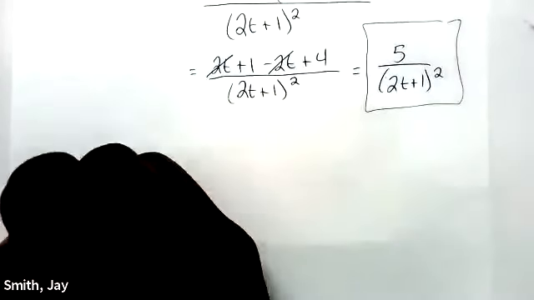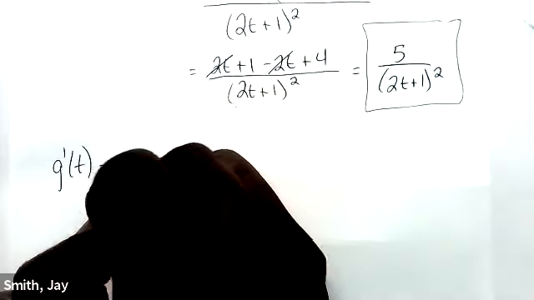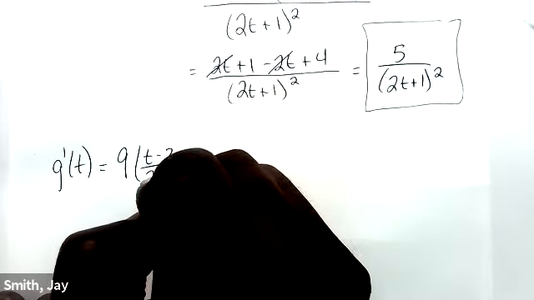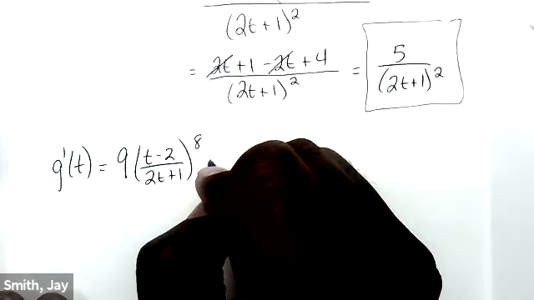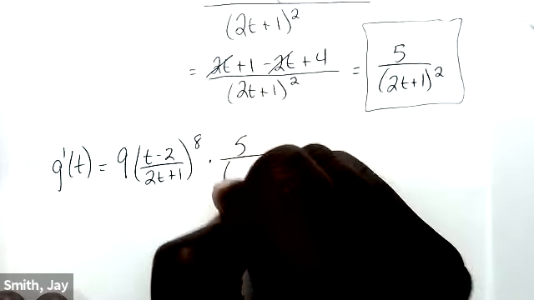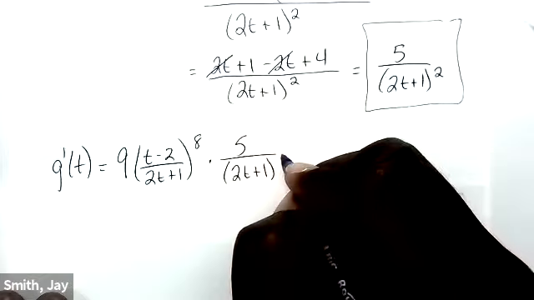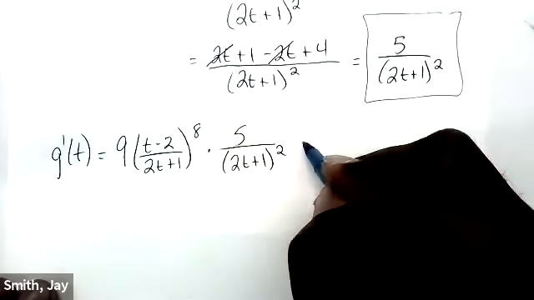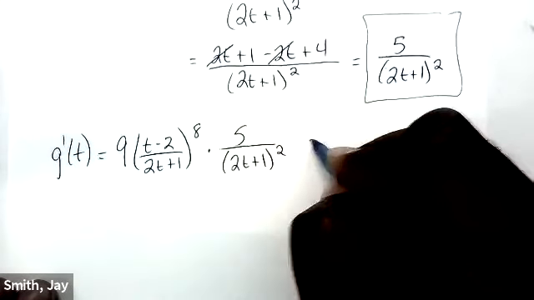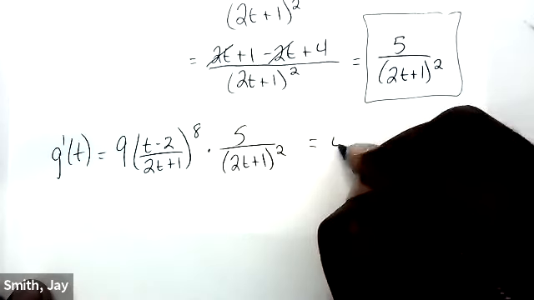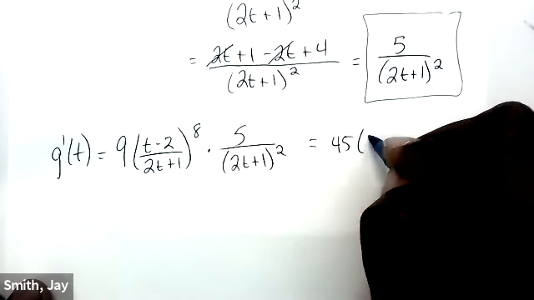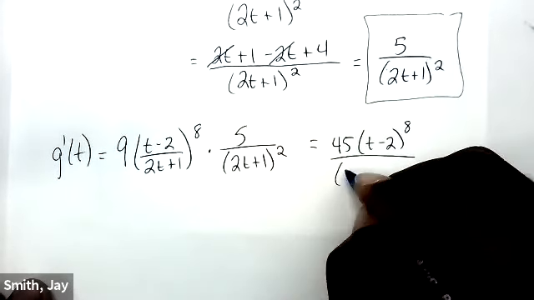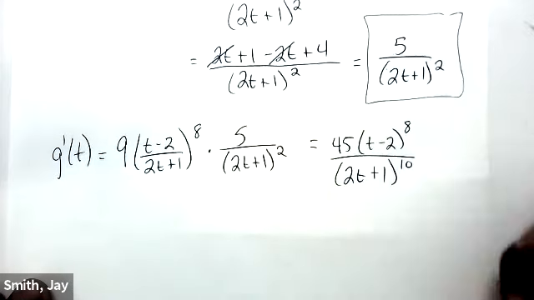So still working on g prime of t, without forgetting the first part of my answer, 9 times t minus 2 over 2t plus 1 to the 8th power. And now it's being multiplied by 5 divided by 2t plus 1 squared. Now, if we simplify this, that gives me my final answer of 45 times t minus 2 to the 8th power divided by 2t plus 1 to the 10th.